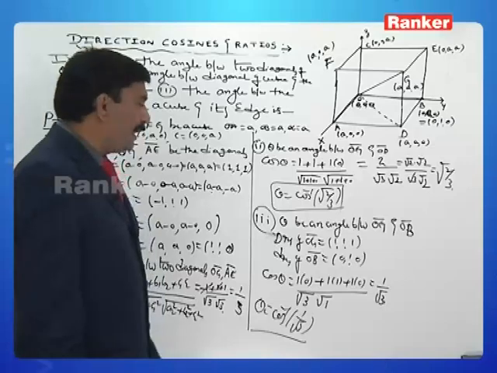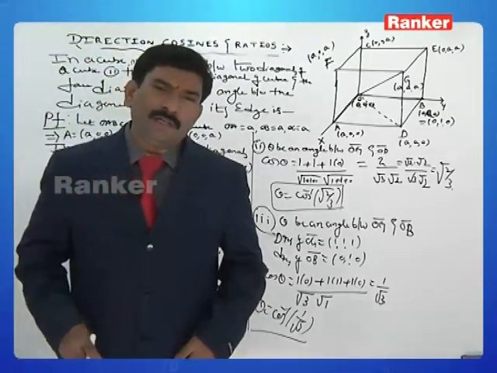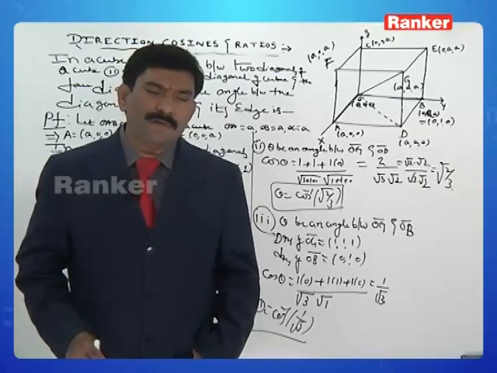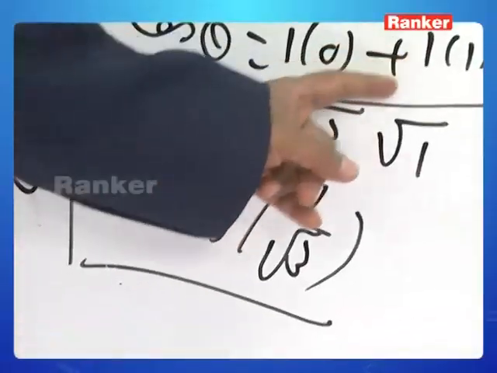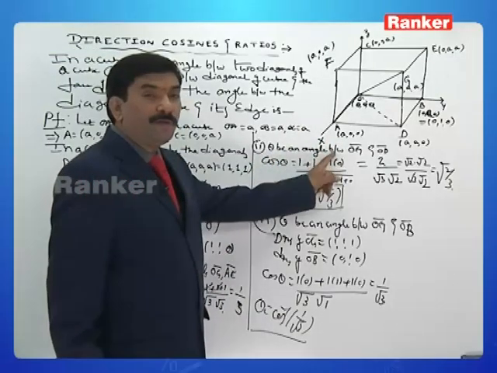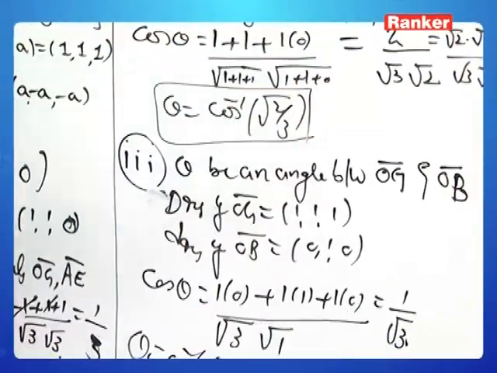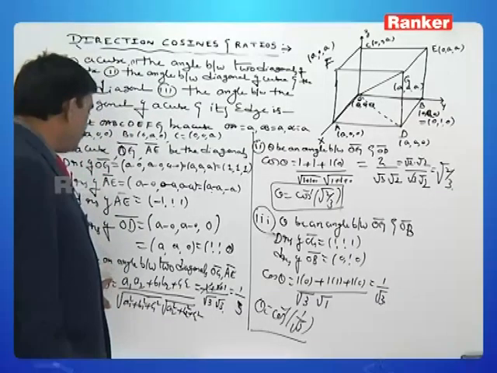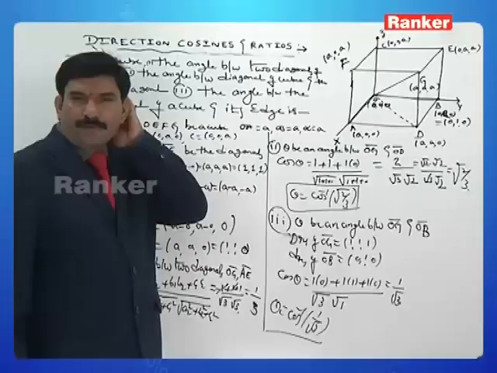Yes, the angle between the diagonal of a cube and an edge of it is theta equal to cos inverse of 1 by root 3. What is the angle between the diagonal of a cube and a face diagonal? Theta is equal to cos inverse of 2 by root 3. What is the angle between two diagonals of a cube? That is 1 by 3. Theta is equal to cos inverse of 1 by 3.